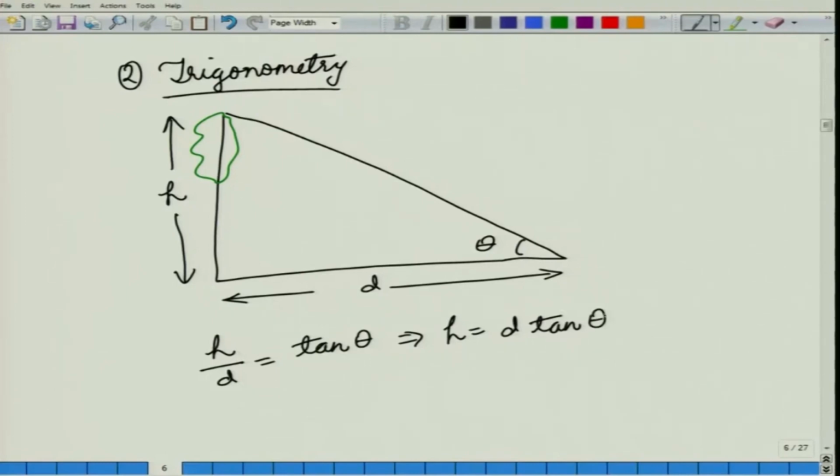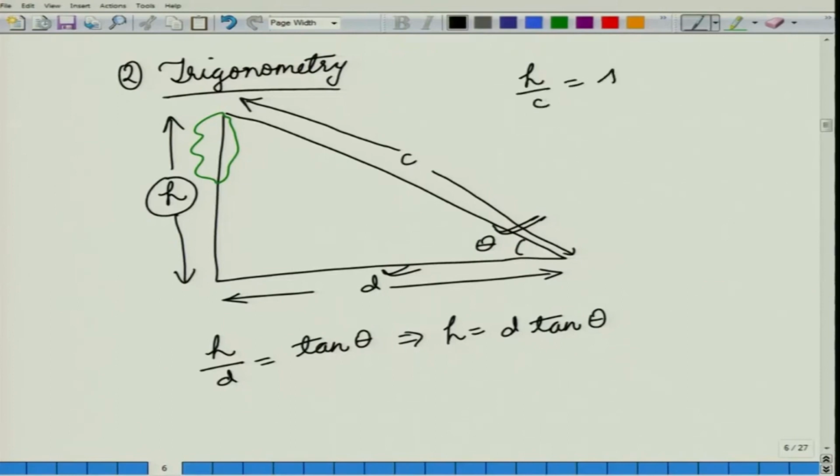So, trigonometry, as we have seen before, trigon means triangle and metron means measurement. So, it is the measurement of a triangle. If we knew this angle and if we knew this distance, we would be able to find out h. Otherwise, suppose we knew this distance, the hypotenuse, then also we can use another relation, h upon c is equal to sin theta, which will give us h is equal to c sin theta.